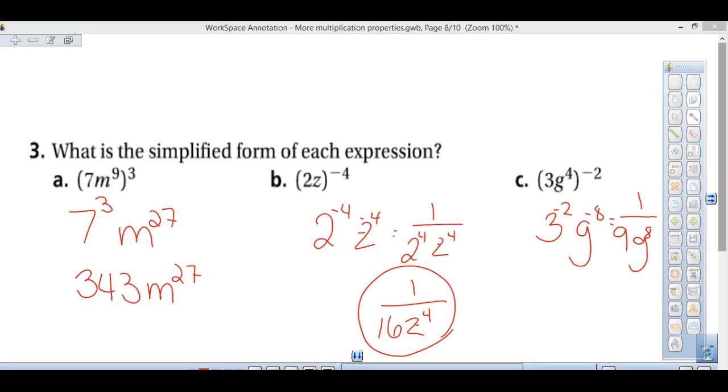We're going to save these last couple for next period.